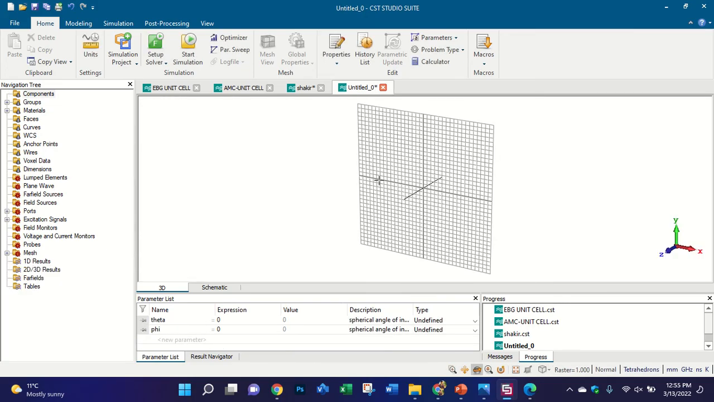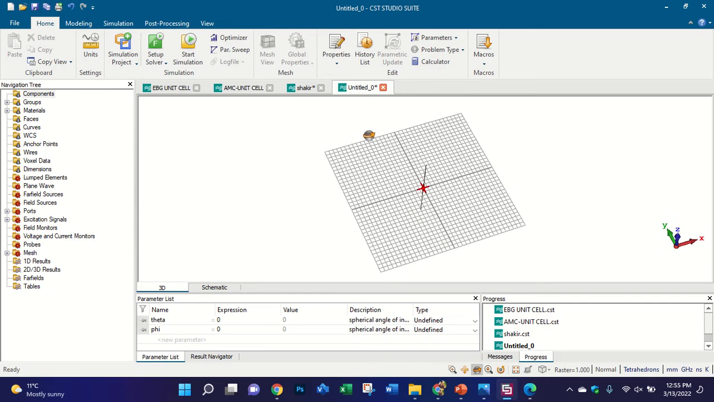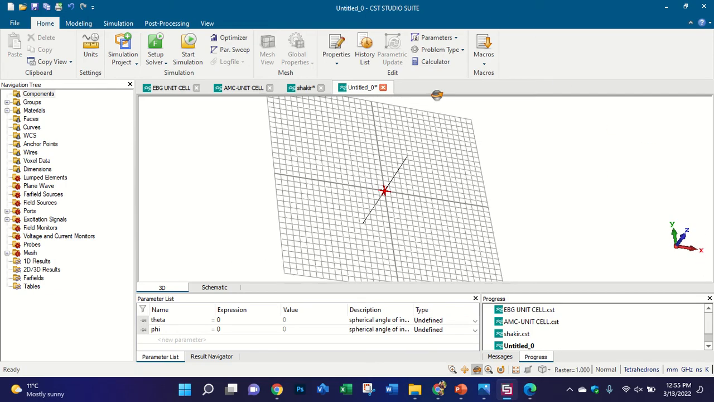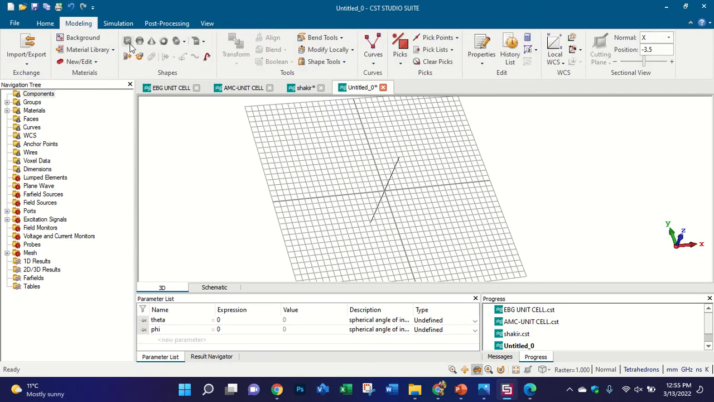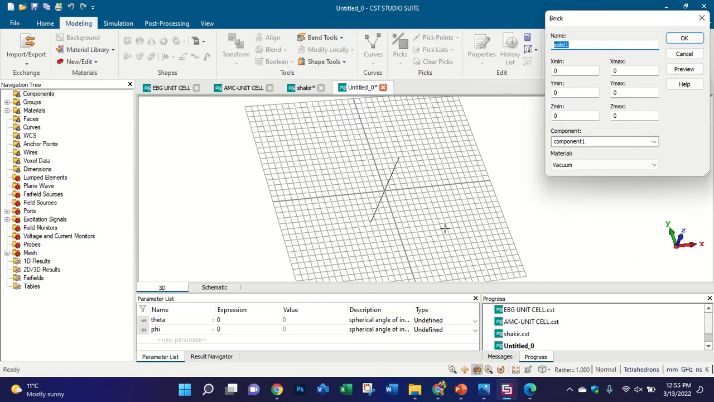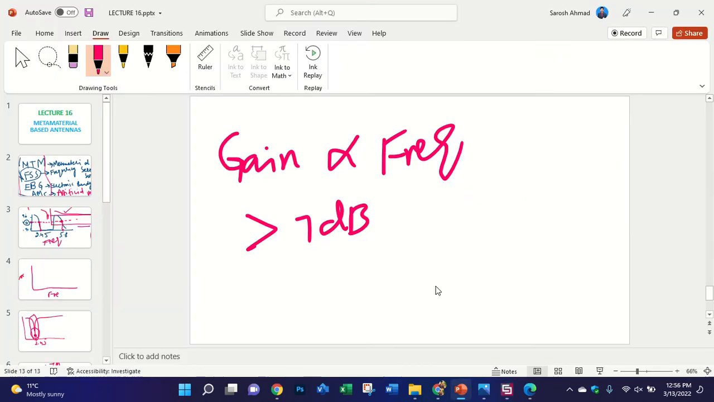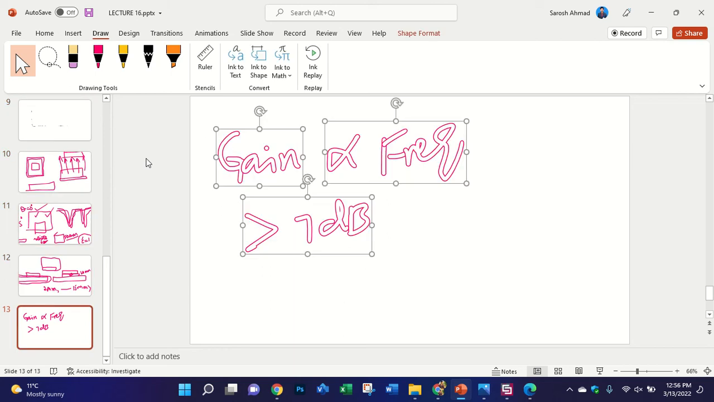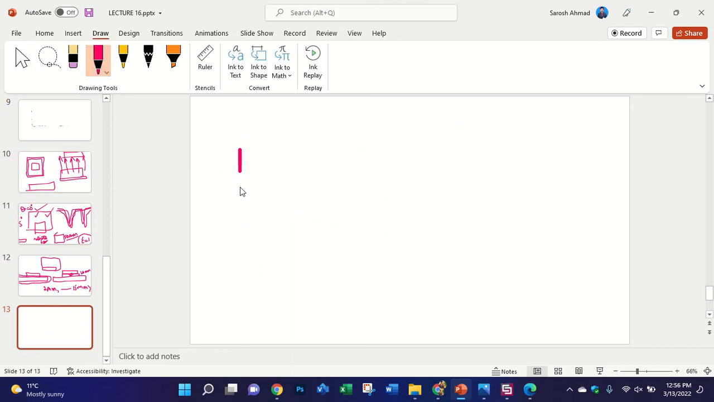So you will find this working plane like this. Now you click on the substrate. So you need a unit cell substrate. And keep in mind, whenever you are designing the unit cell, you need to keep the length and width of the unit cell the same. Like this is your unit cell, the length must be the same, like 7 by 7 millimeter or 8 by 8 millimeter.